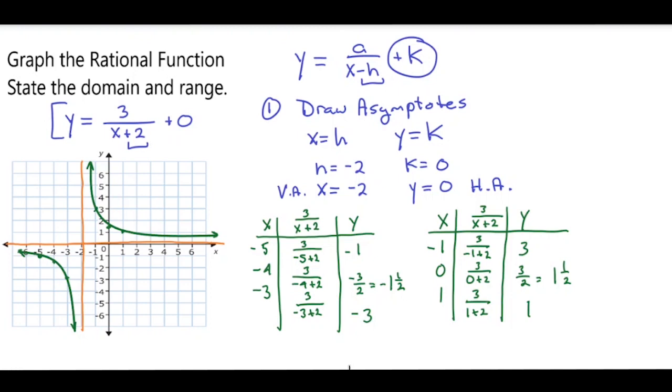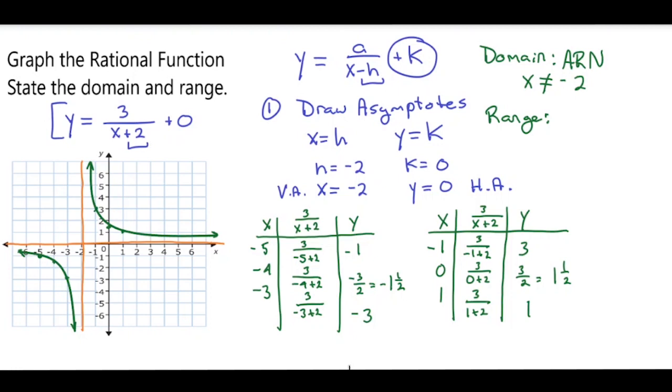But we need to find our domain and range. So remember that the domain is what x can equal. And it looks like x can equal everything besides x equals negative 2. So I say x cannot equal negative 2. But besides that, the domain is all real numbers.